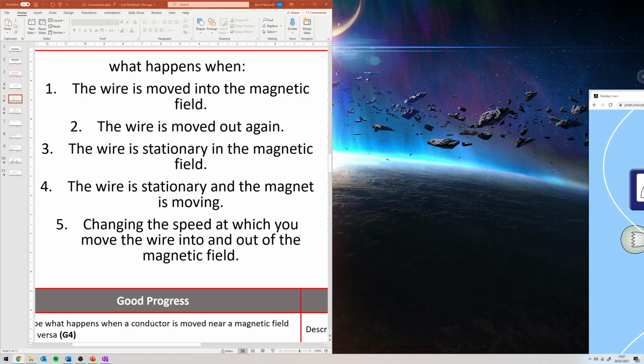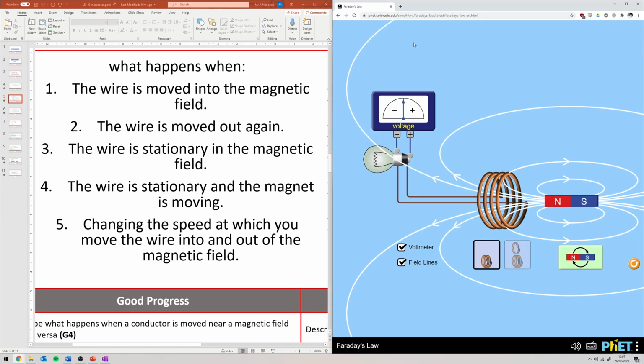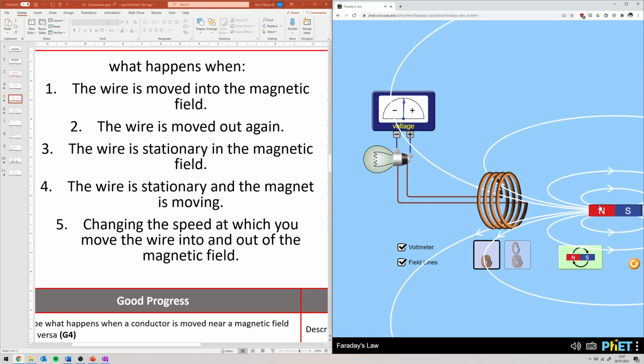And I have got a nice little simulation for you, because I can't show this to you until we get back to school, but luckily we've got this website, phet.colorado.edu. It's got loads of really good simulations on, loads of good physics ones as well, if you ever need to have a look. So, we have got a coil of wire attached to a bulb and a voltmeter.